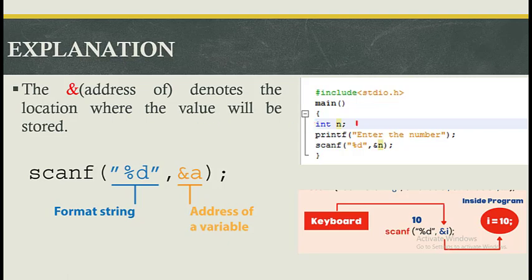Looking at this particular program, we have declared a variable called n, and we spoke about variable declaration. If you haven't, check out my other videos on the same. After that, we have a printf statement, which is supposed to print this statement on the screen: enter the number. A user is going to see that statement on the screen, enter the number.